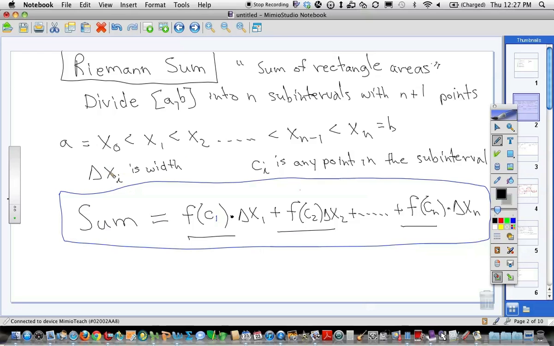We said delta x sub i will be the width of each subinterval, and c sub i will be any point in the subinterval. Now, we said it might be the right endpoint, it might be the left endpoint, it might be the midpoint, but it could be any other point in between. Basically, to add up our rectangle areas just means take that function value, which is the y value, which is the height, times the width, that's the area. And you just add up all these rectangles. It's just height times width, height times width, area plus area plus area, total area. That's what a Riemann sum is.